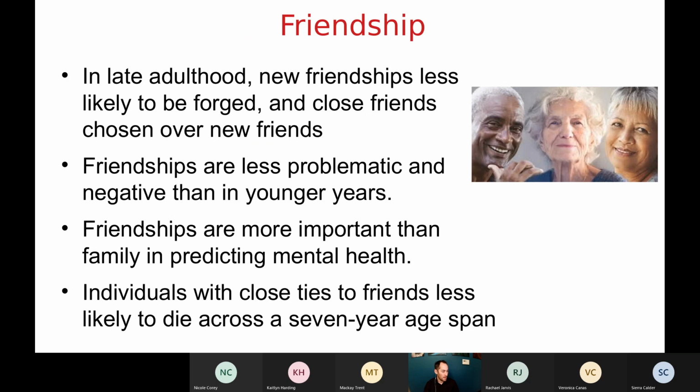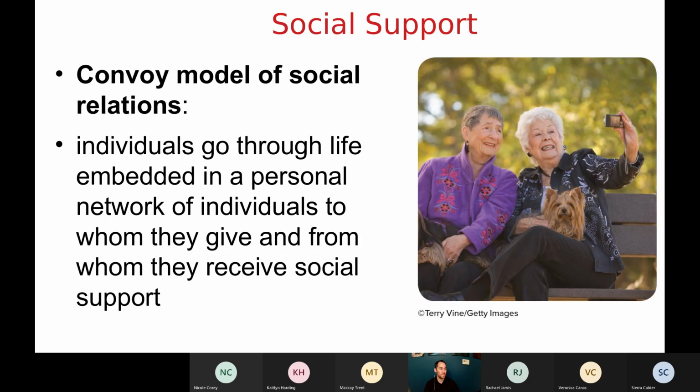Individuals with close ties to friends are less likely to die across a 7-year time span. Essentially, this was a longitudinal study that looked at people. One of the things they measured were close friendships and the number of friendships. People who had closer and more friendships, when they followed up 7 years later, were less likely to be dead than the other participants who didn't have as many or as strong friendships. So it seems to be a really critical piece of cognitive health, of supporting physical health as well, being engaged with those friends.